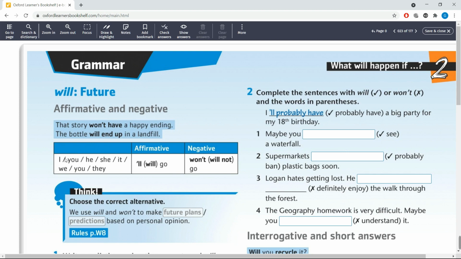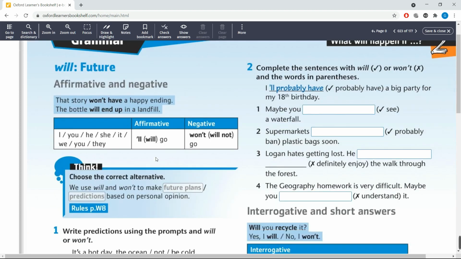And in the case of a negative sentence, what we do is that we add not after will. So I will not go. I will go and I will not go. In this case, we can shorten this and say I won't go. Es lo mismo, pero es más cortito. Okay.